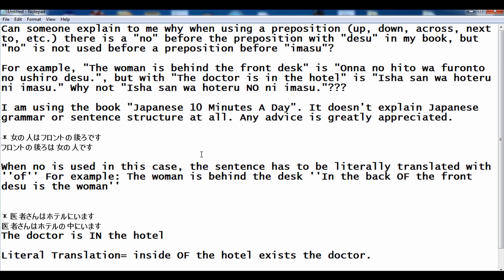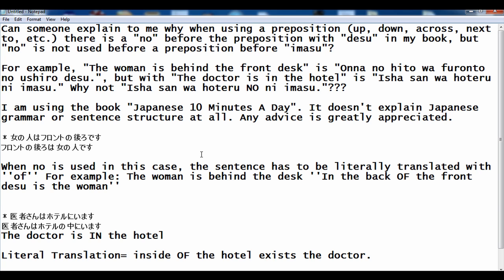But anyway, here's your question. Can someone explain to me why, when using a preposition like up, down, across, next to, etc., there is a no before the preposition with the desu in my book, but no is not used before a preposition before imasu? For example, the woman is behind the front desk: Onna no hito wa fronto no ushiro desu. But with the doctor is in the hotel, it is Isha-san wa hoteru ni imasu. Why not Isha-san wa hoteru no ni imasu?